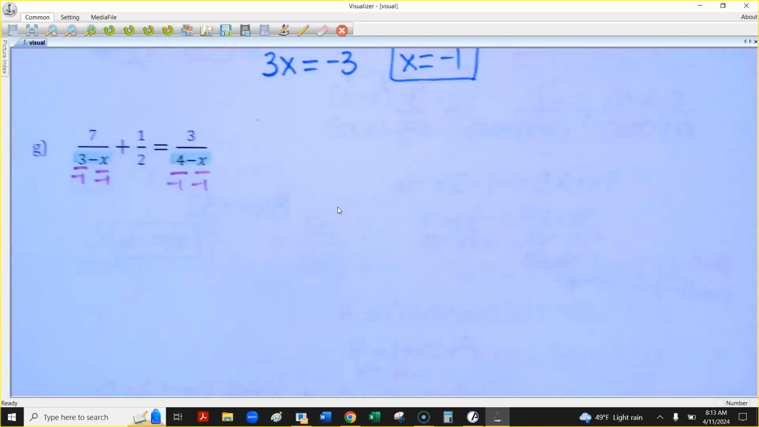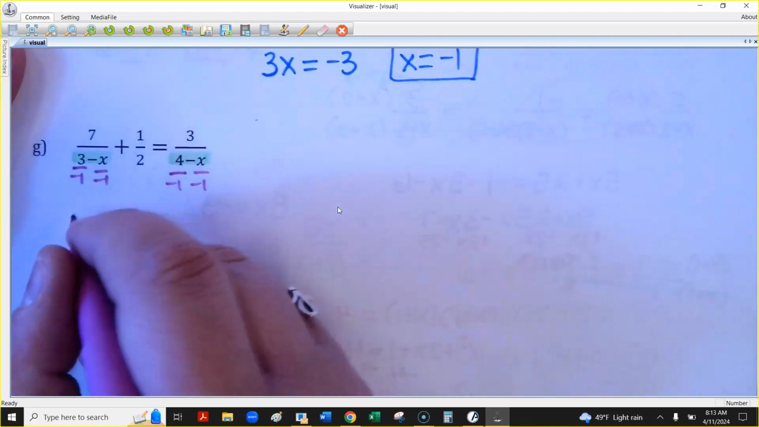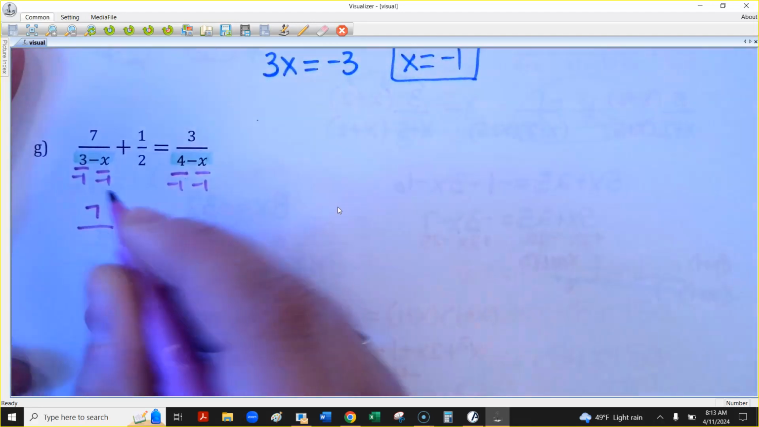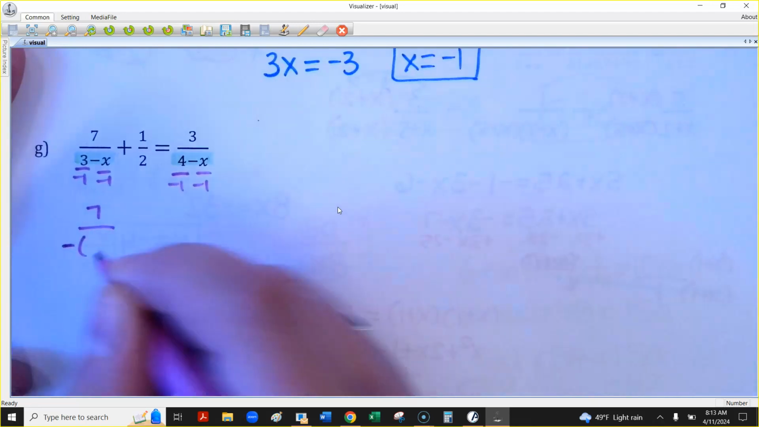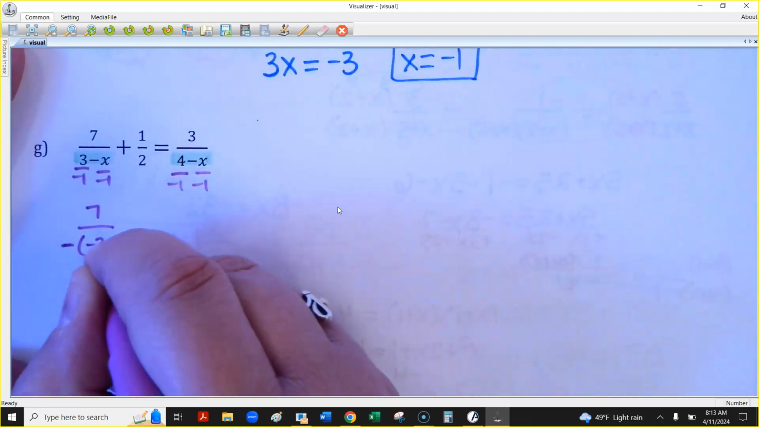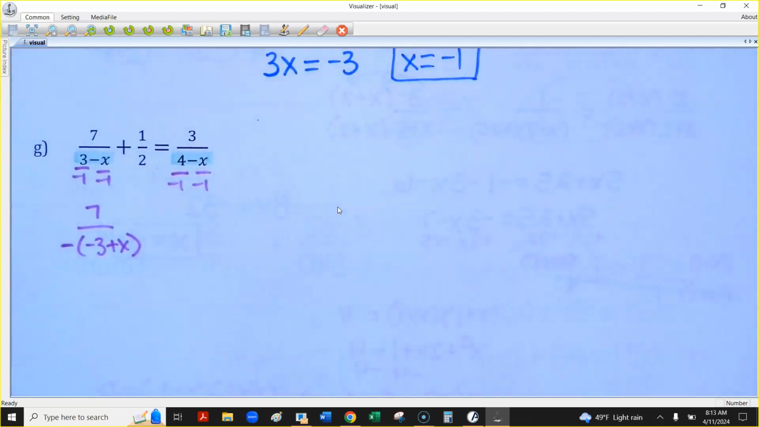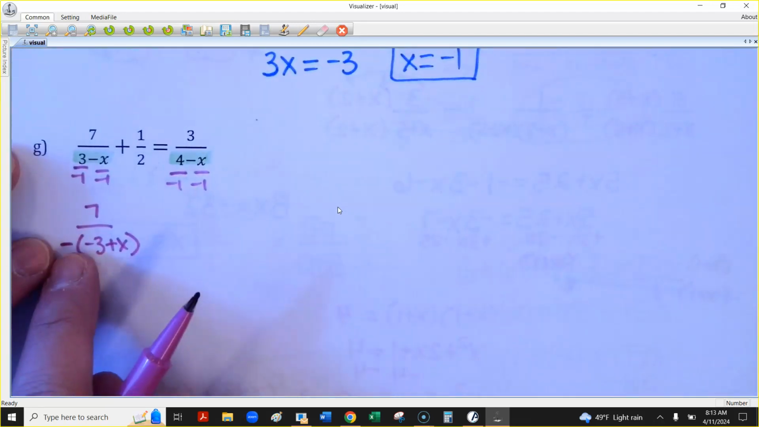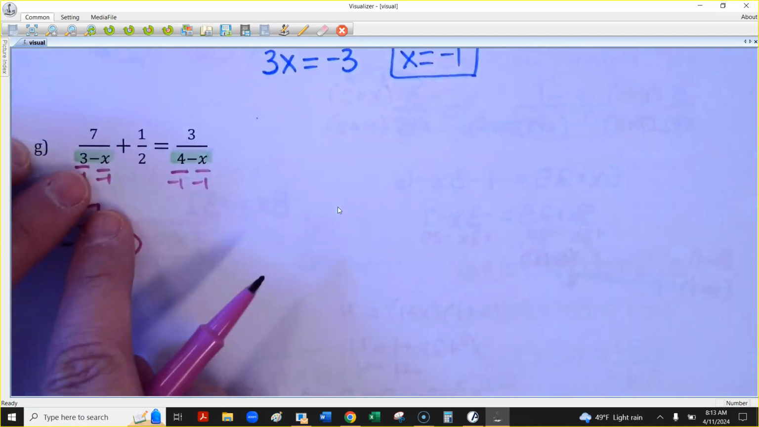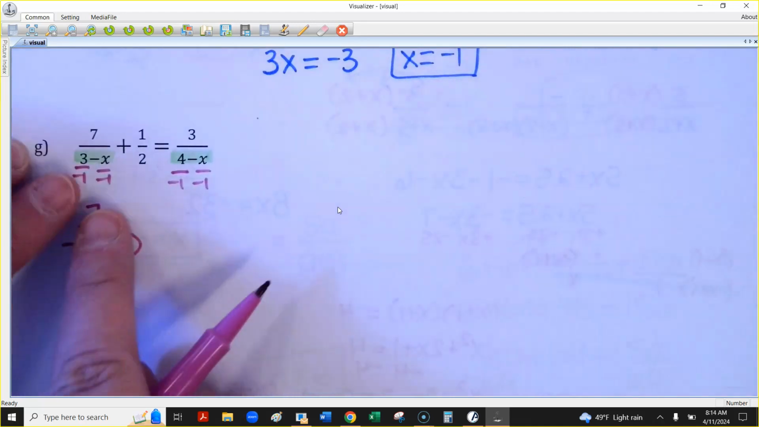Okay, now on this one, I don't have anything in front of that lovely expression, so this would be like negative 7 over, you'd have a negative out in front. This would become -3 plus x. And probably the easiest way I could show you how to write that, I'm just going to put that negative just on the top. Totally legal, just put that little -1 on the top.